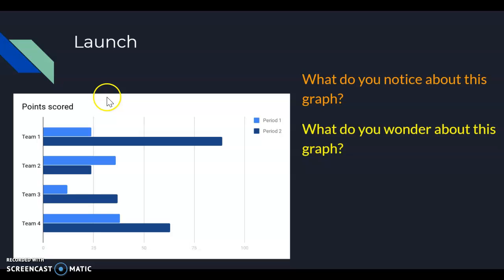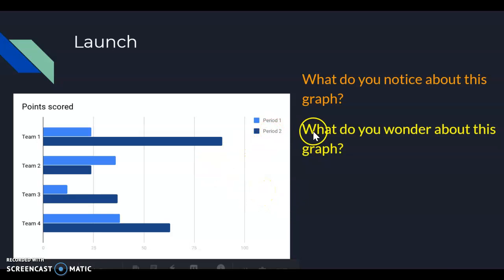Some answers you could have come up with for the first question, what do you notice about this graph? One thing that stands out to me is that Team 1 scored a lot of points in the second period. In fact, they scored more points than they did in the first period, and in that particular period they scored more points than anybody else.